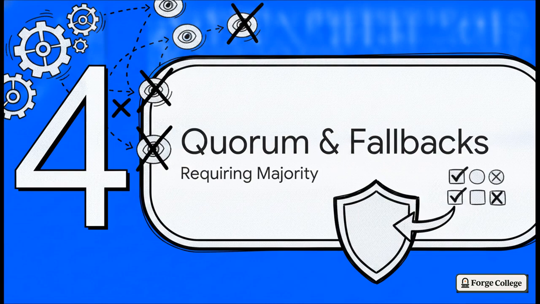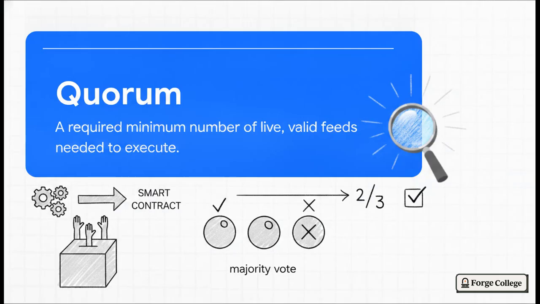Moving into Section 4, Quorums and Fallbacks. Requiring a majority vote. Here is our ultimate failsafe so one broken sensor doesn't ruin the whole system. We implement a quorum. A quorum is a required minimum number of live, valid feeds needed to execute a state transition. You can essentially think of it as requiring a majority vote. If you're querying 3 oracles, your quorum might be set to 2. You need at least 2 out of those 3 feeds to be fresh, valid, and returning a number for you to safely proceed with your smart contracts logic.